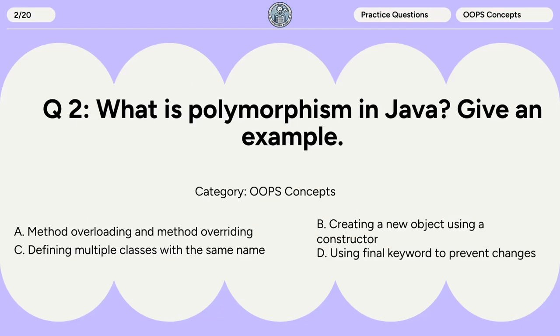Question 2. What is polymorphism in Java? Give an example. A. Method overloading and method overriding. B. Creating a new object using a constructor. C. Defining multiple classes with the same name. D. Using final keyword to prevent changes.